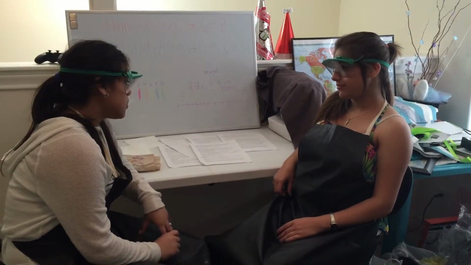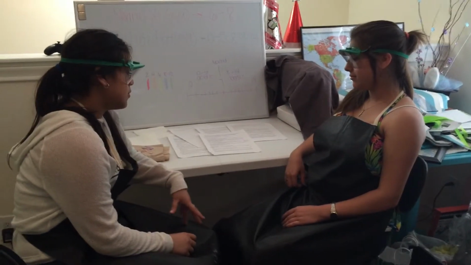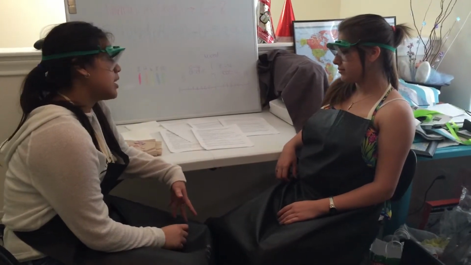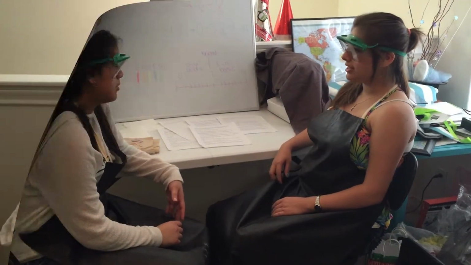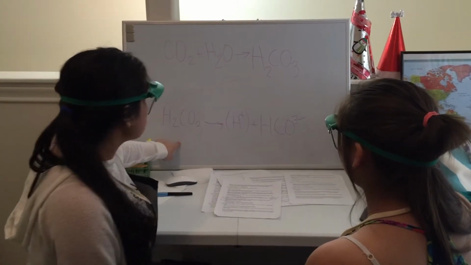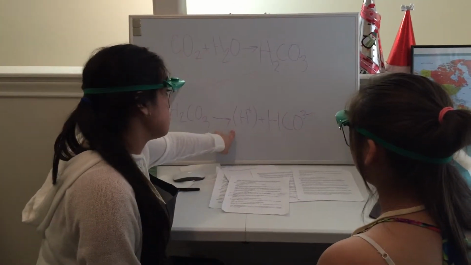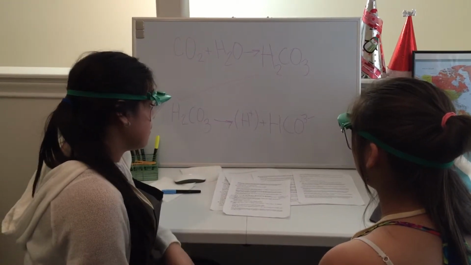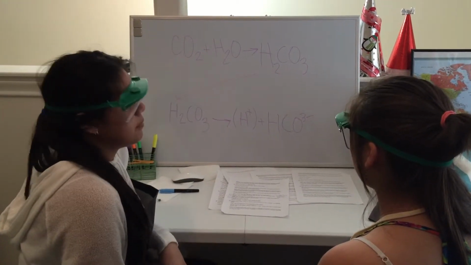Well, according to this formula, the more carbon dioxide that is added, the number of hydrogen ions increase, therefore making it acidic. Let's work it out and see. Well, if CO2 plus H2O reacts to H2CO3, H2CO3 reacts to H+ plus HCO3-. It is definitely acidic. I see.